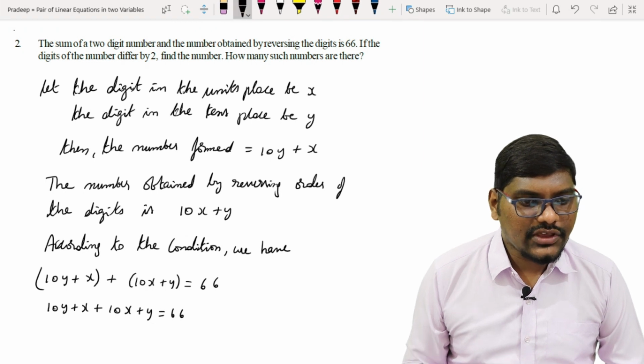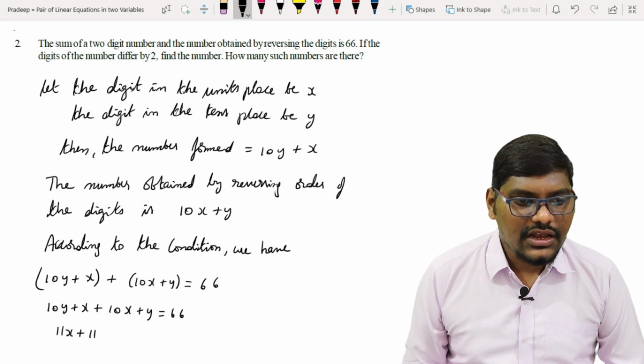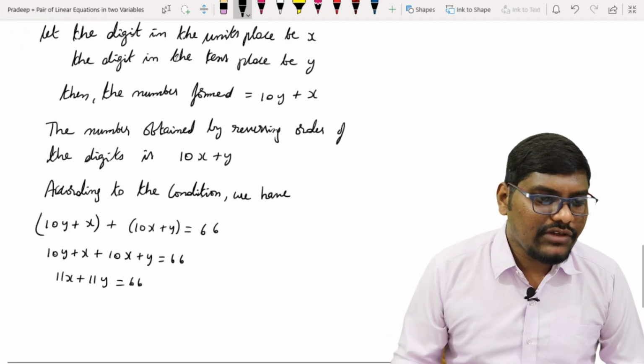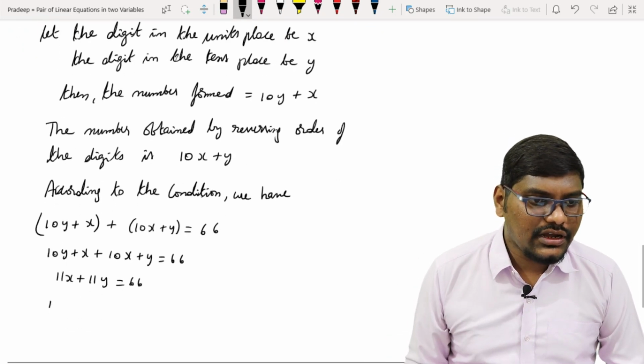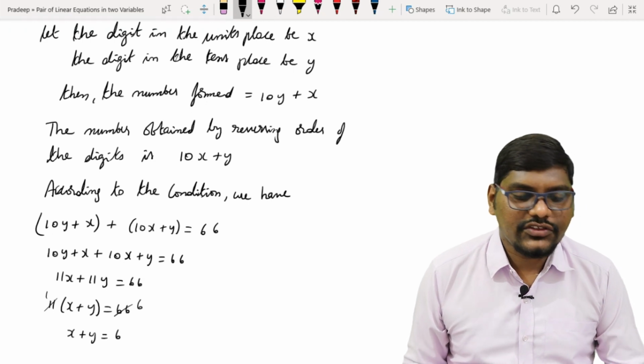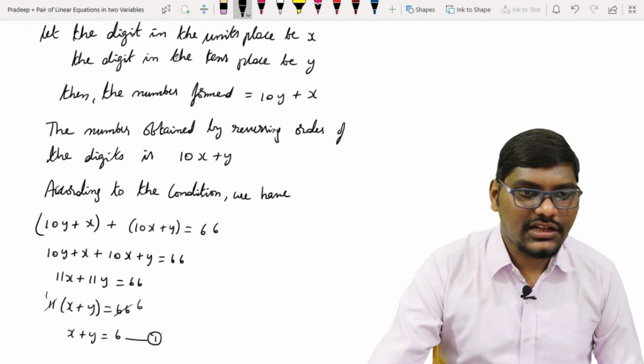First we'll write the x term. So x plus 10x is 11x, and y plus 10y is 11y, equal to 66. If I take 11 common, I can write 11 times (x plus y) equal to 66. So 11 ones are 11, 11 sixes are 66. So I can write x plus y equal to 6, which is the first equation. We'll see the second condition also.